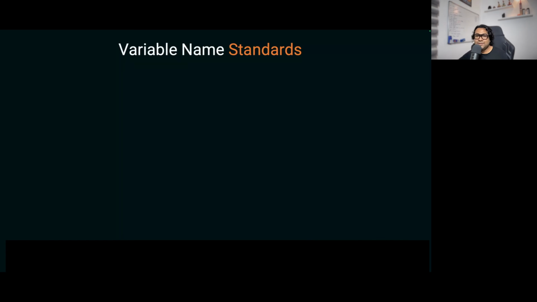So there are a few standards that we want to follow for variable names. One, definitely use camel case. What is camel case? Camel case is a casing of your word where you start with a small case, and then if there are multiple words together forming a single word, from the second word onwards, the first letter should be in capital.